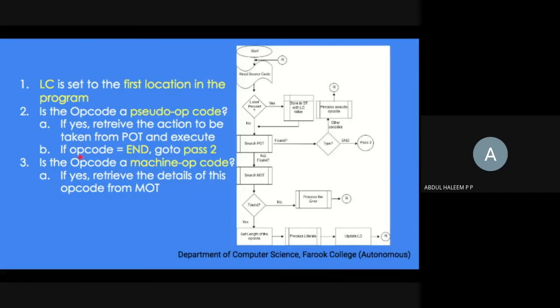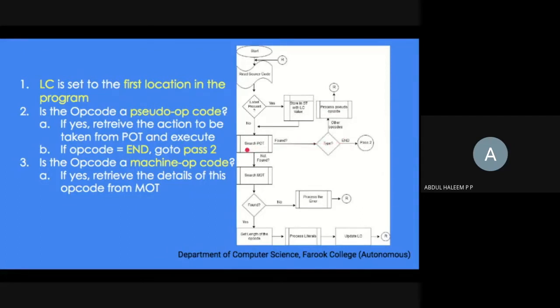There is a special pseudo opcode called END, which is to be given at the end of the program. If the end of the program is met, that means the entire pass 1 is over, and then pass 2 will have to be executed.